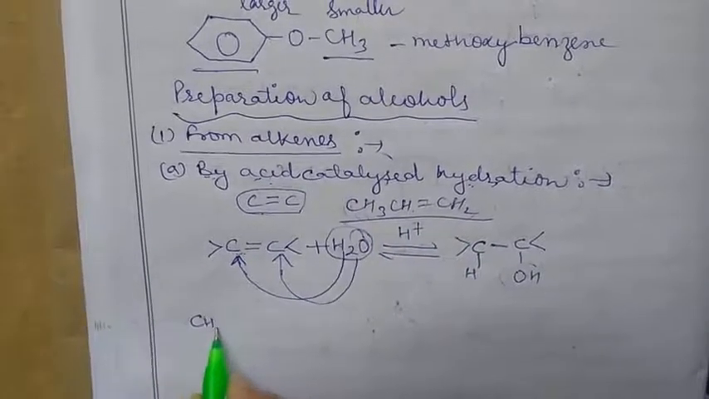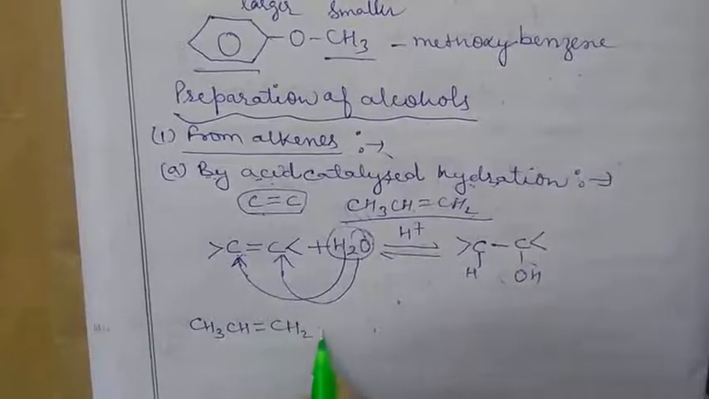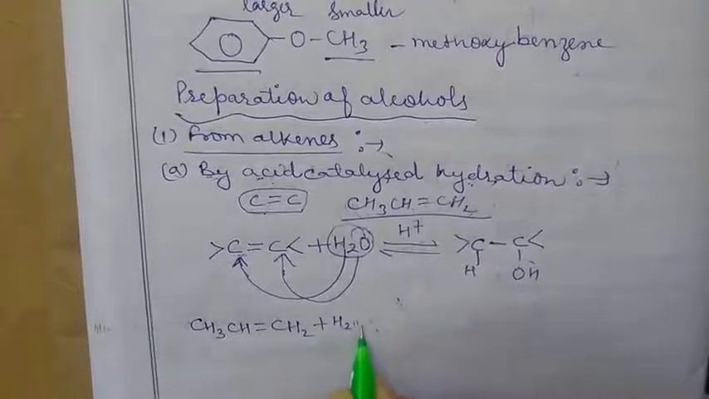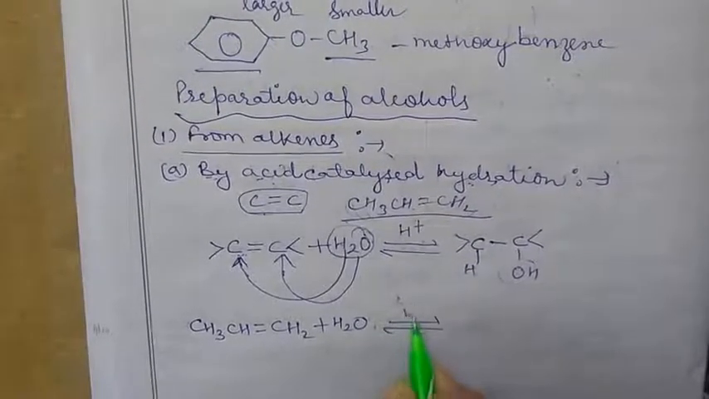Now what happens in case of the unsymmetrical alkene? For example, we have CH3 CH double bond CH2 plus water. It takes place in presence of acid.